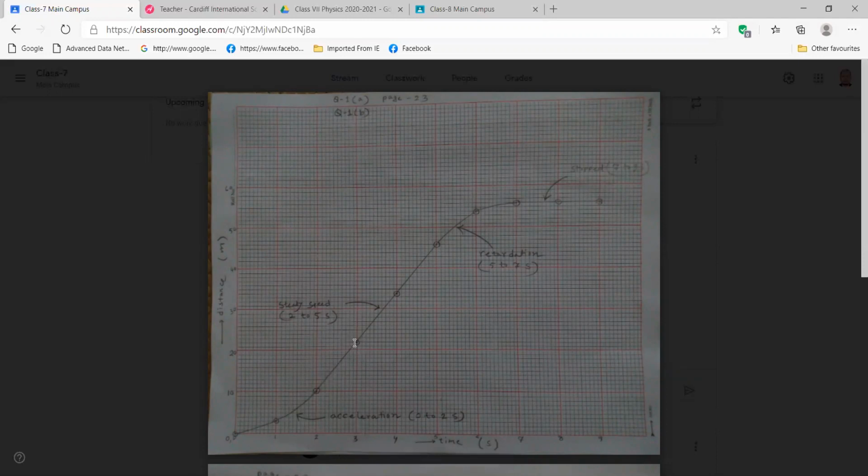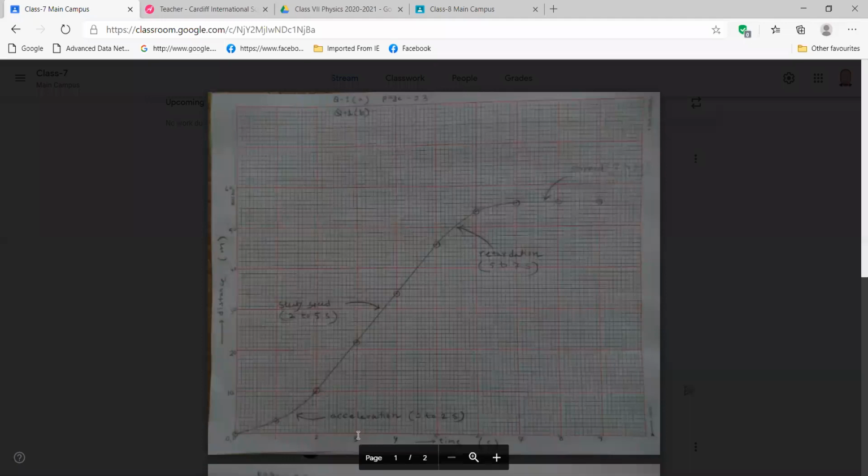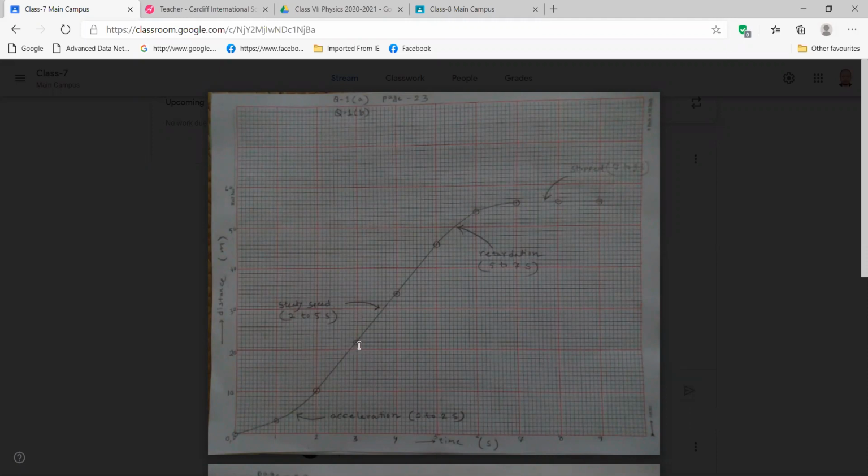Sir, from 10 meter to 22, that means 12 meter. Then again, from 3 to 4 seconds, you are getting from 22 to 34, again 12, right? 34 minus 22, how much? 12. So again we are getting 12 meter for 1 second.